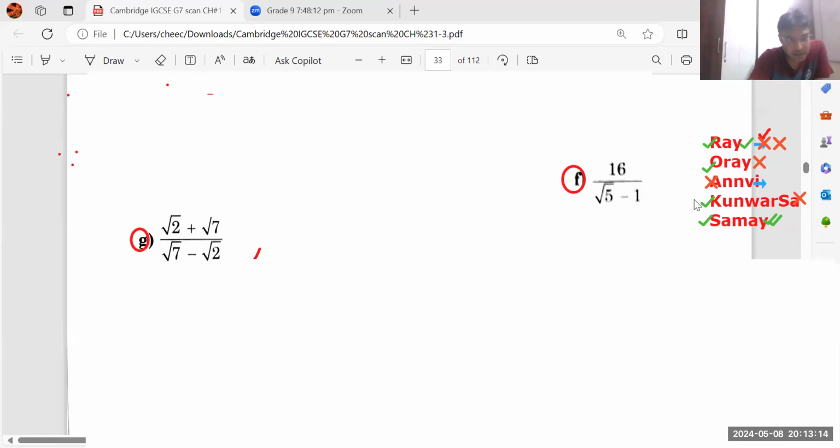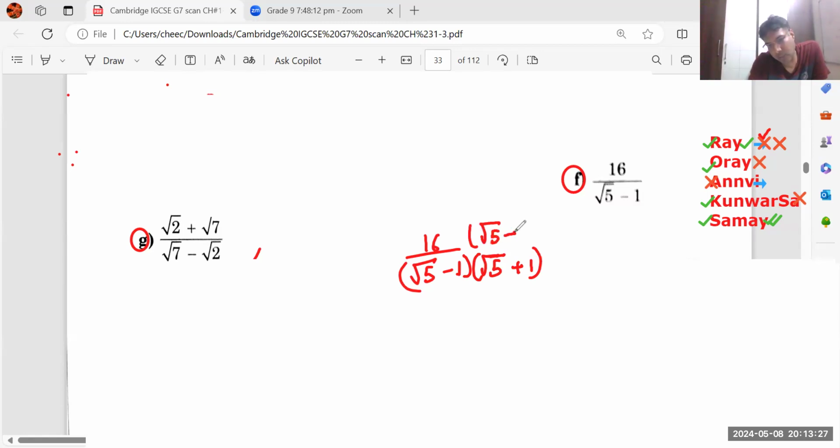So let me solve it. Next question: 16 upon root 5 minus 1, multiplied with root 5 plus 1 and again multiplied with root 5 plus 1. So I will get 16. Let me keep it like this only, because sometimes the number gets simplified and I know it will get simplified. 5 minus 1 is 4. So it will be 4 root 5 plus 4.